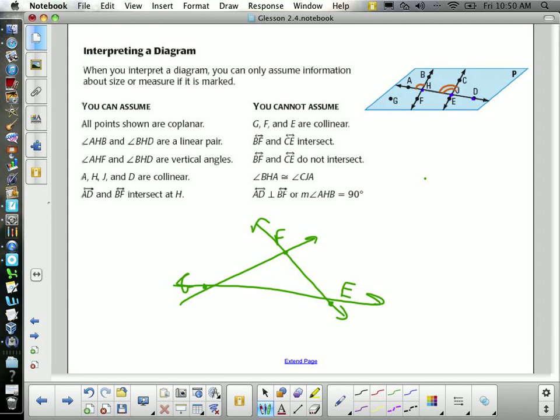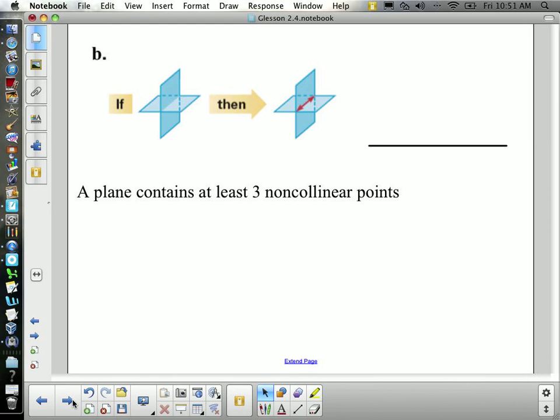Measure of AHB is 90. I can't assume that that's the right angle. I have no idea what the measure of that angle is. It looks to be obtuse, but again, depending on the perspective we're looking at it, it may or may not be. But I certainly am not going to make an assumption that something's a right angle unless I'm told it's a right angle. So when we look at pictures, we have to be careful that we don't make assumptions that are unwarranted. Only take what is given to you. Don't read into it. Don't add to it.